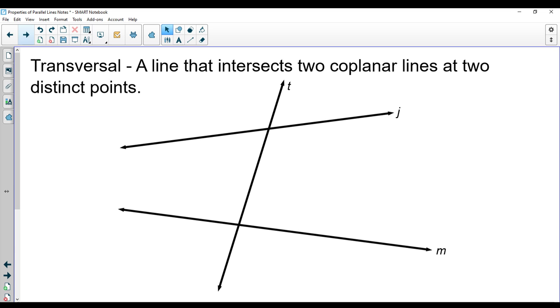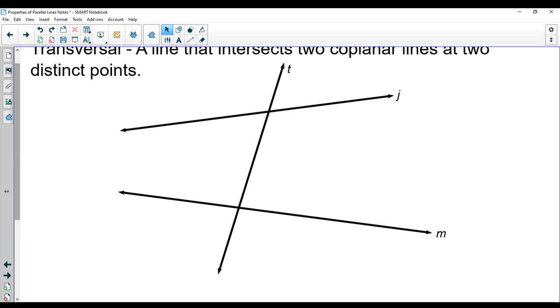Now, a new word you're going to see is a word called a transversal. A transversal is a line that intersects two coplanar lines at two distinct points. Okay, so I made this little picture here. We've got lines J and M, and they are being intersected by this line T. This T is the transversal. Okay, so it intersects the line there and there.